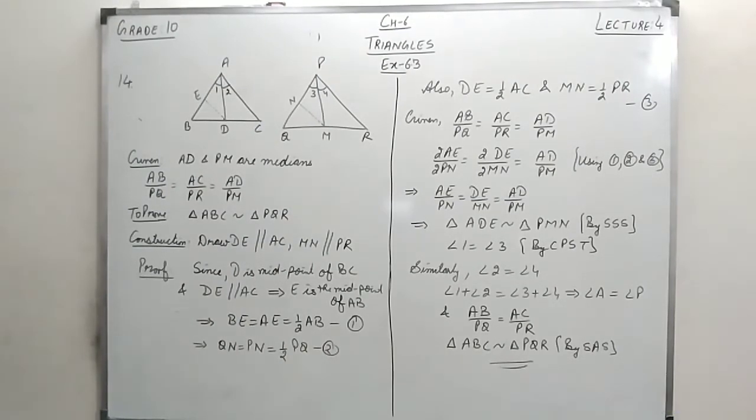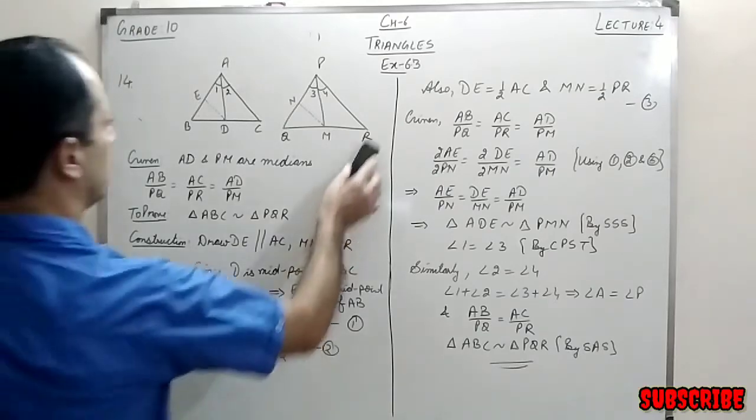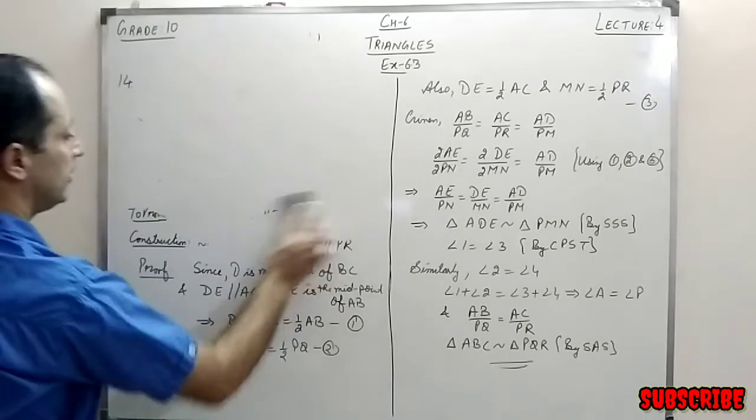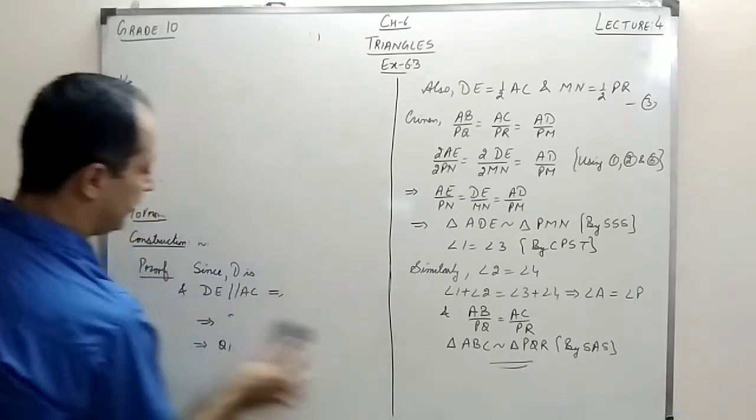In the next question it is given a vertical pole of length 6 meter cast a shadow of 4 meter long on the ground, and at the same time a tower casts a shadow of 28 meter. Find the height of the tower. So quite a simple question, can be done by using the property of similarity in this question.